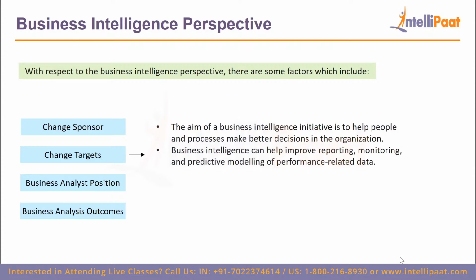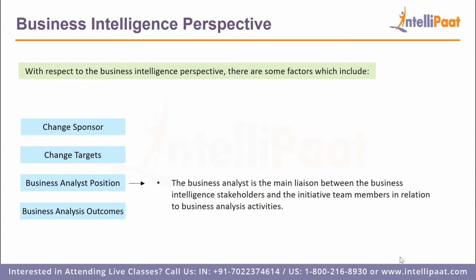Now comes the change targets. The aim of a business intelligence initiative is to help people and processes make better decisions in the organization, and business intelligence can help improve reporting, monitoring, and predictive modeling of performance related data. So this is included in the change targets. And then comes the business analyst position. The business analyst is the main liaison between the business intelligence stakeholders and the initiative team members in relation to business analysis activities. They can take part in various business intelligence technical activities, like enterprise data modeling, decision modeling, report design, and query design.